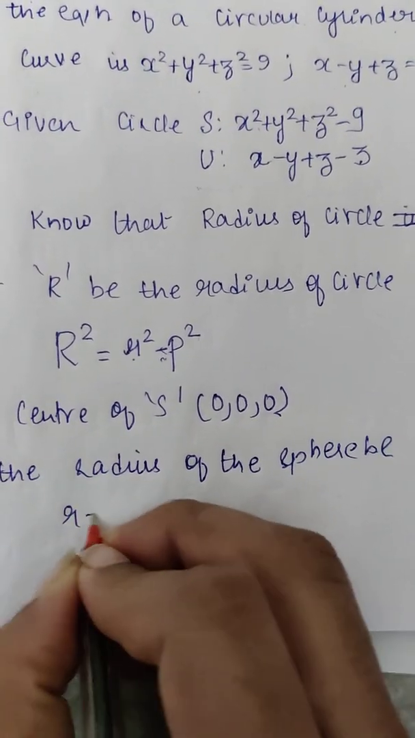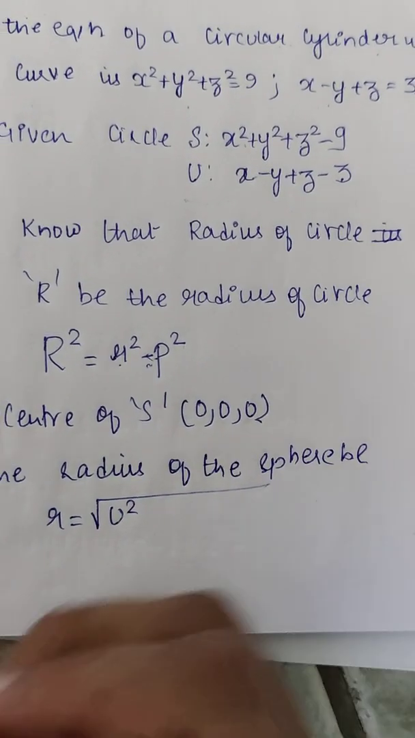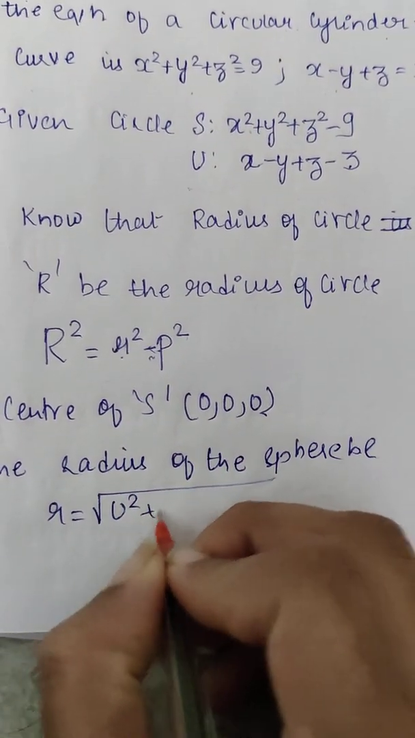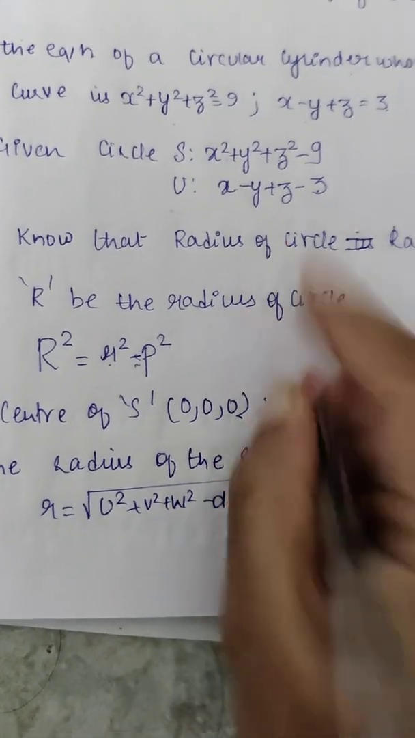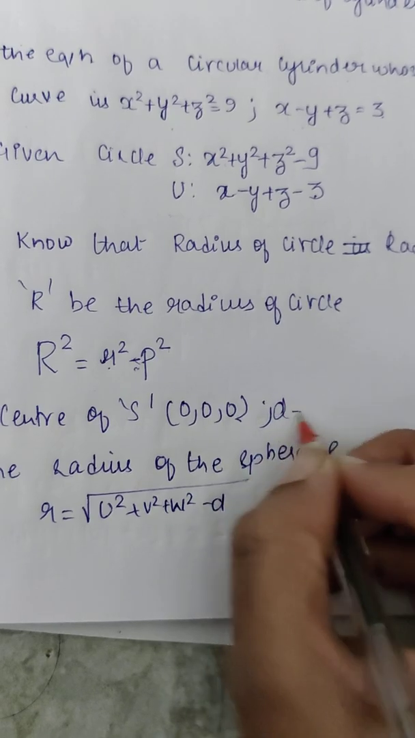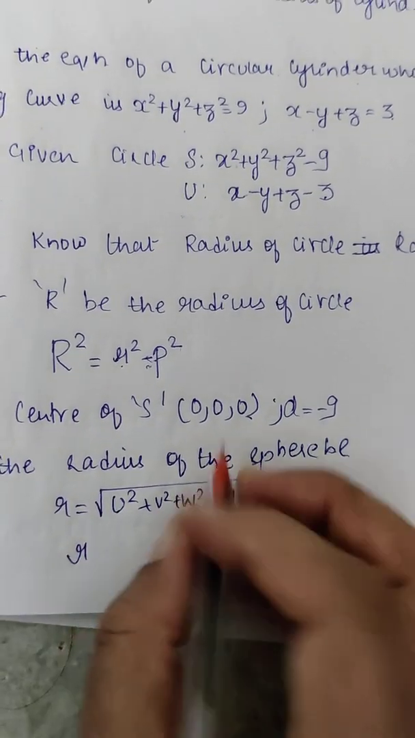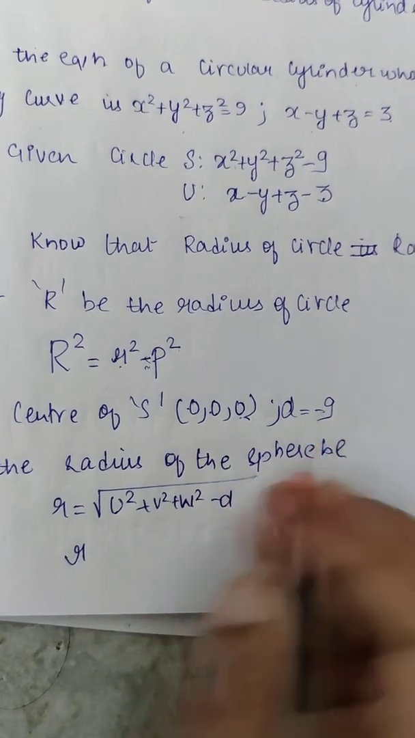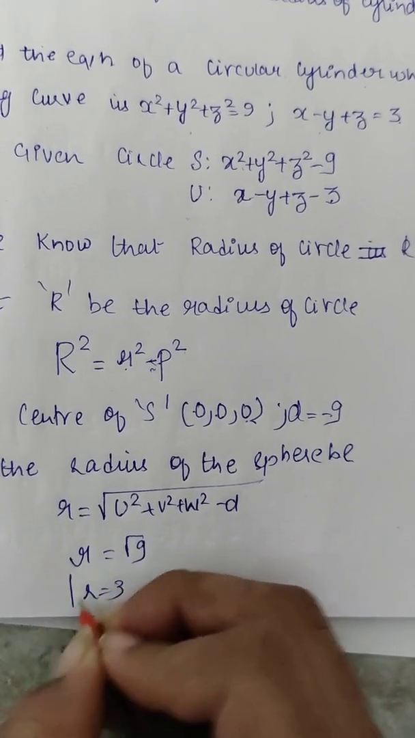Let the radius of the sphere be r, which is nothing but the square root of u square plus v square plus w square minus d. What is d? Minus 9. So I'm going to plug in all the values: 0 plus 0 plus 0 minus minus 9 is plus 9. So I'm going to get my radius as 3.